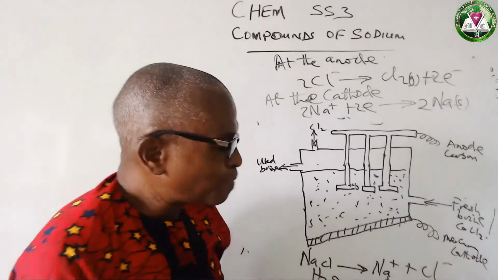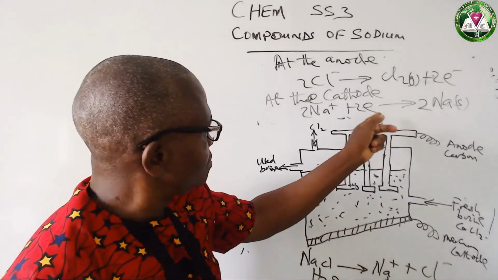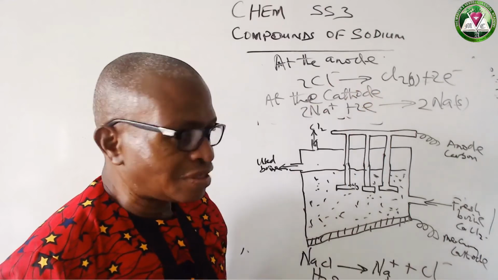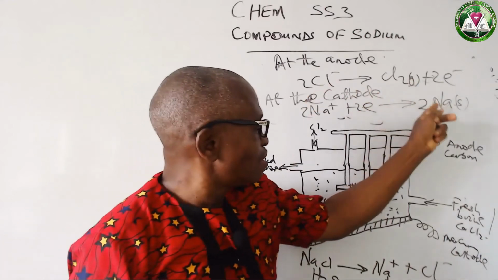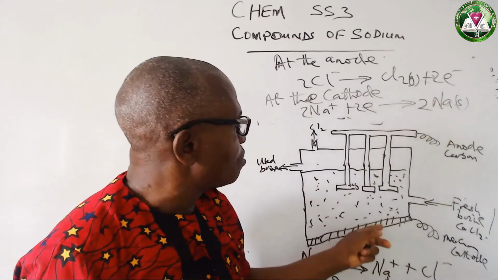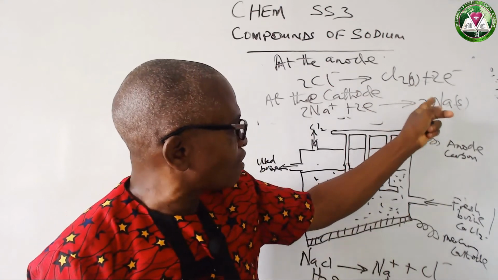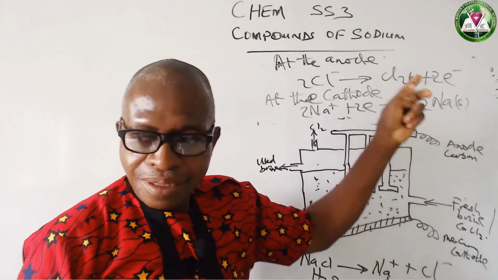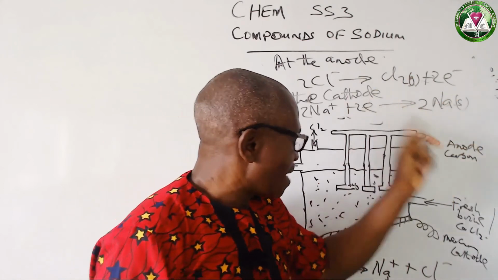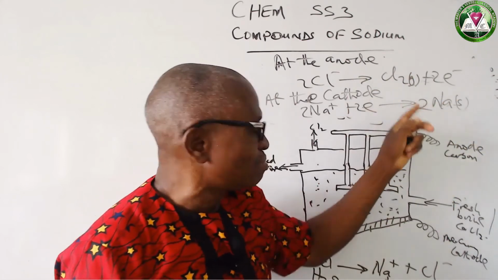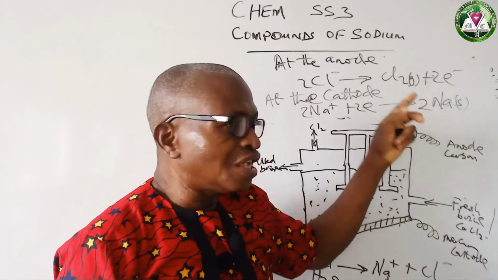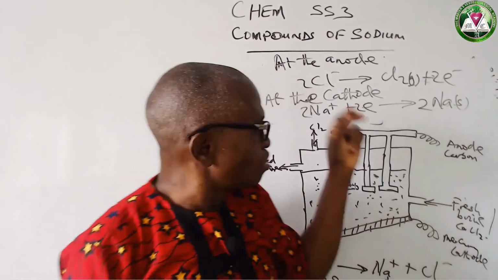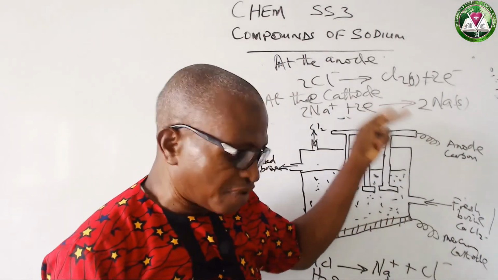And I've explained why sodium is deposited instead of hydrogen ion. That sodium has affinity with mercury, and that the energy required for sodium to be deposited is lower than hydrogen being liberated. That is the reason why sodium instead of hydrogen, in spite of the fact that hydrogen is lower in the electrochemical series, but sodium still was deposited instead of hydrogen ion.